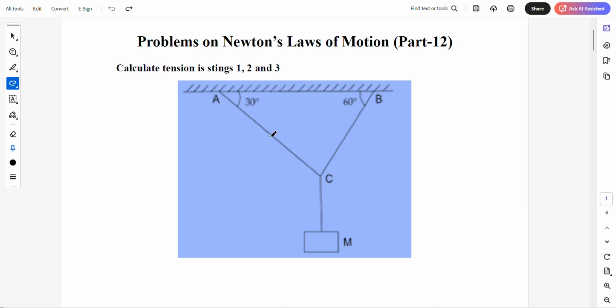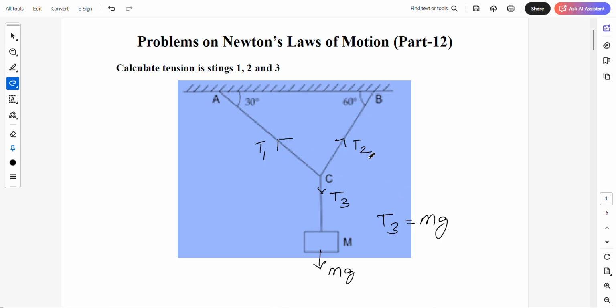This is string 1. You are supposed to find tension here. Let me call this tension as T1. This is T2, string 2, and this is string 3. Tension in string 1 is T1, tension in string 2 is T2, tension in string 3 is T3. Now the weight is mg here. So I can write directly T3 is equal to mg.